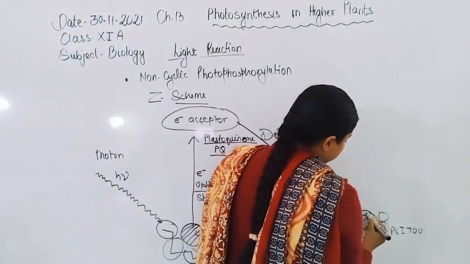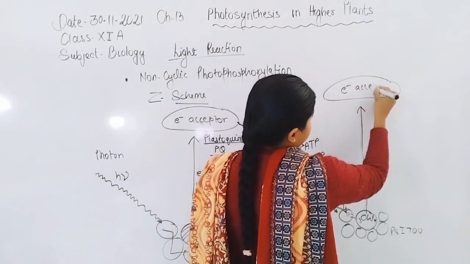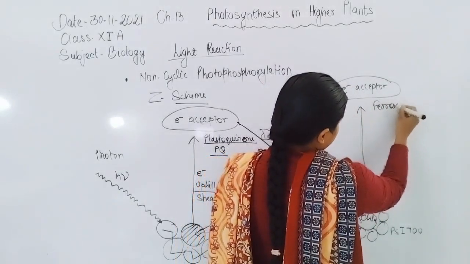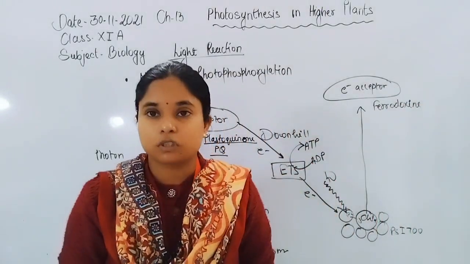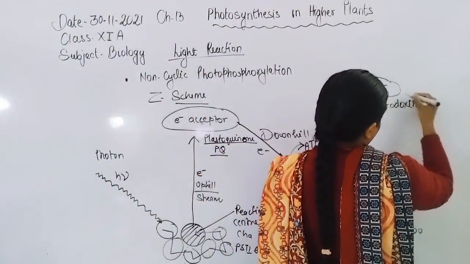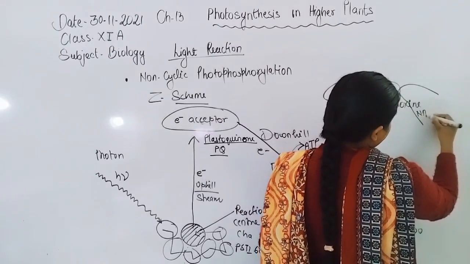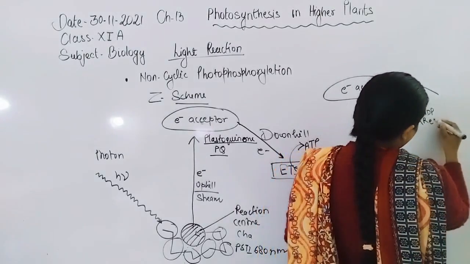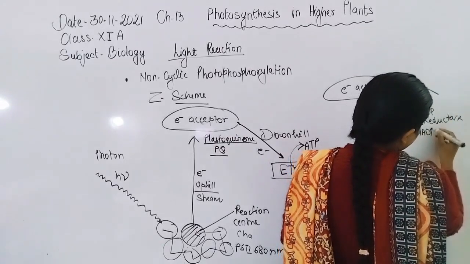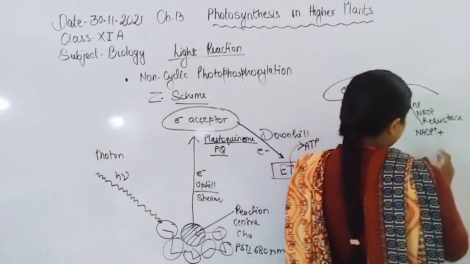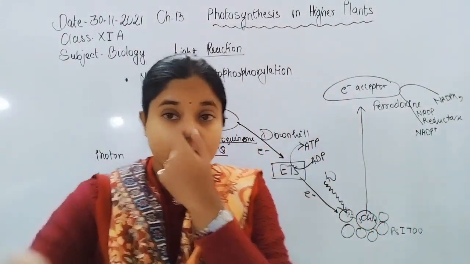Again the electron gets excited and is emitted from the orbit of chlorophyll A, and is received by the electron acceptor ferredoxin. This ferredoxin electron acceptor gives the electron to the enzyme NADP reductase. They convert NADP plus to NADPH2.